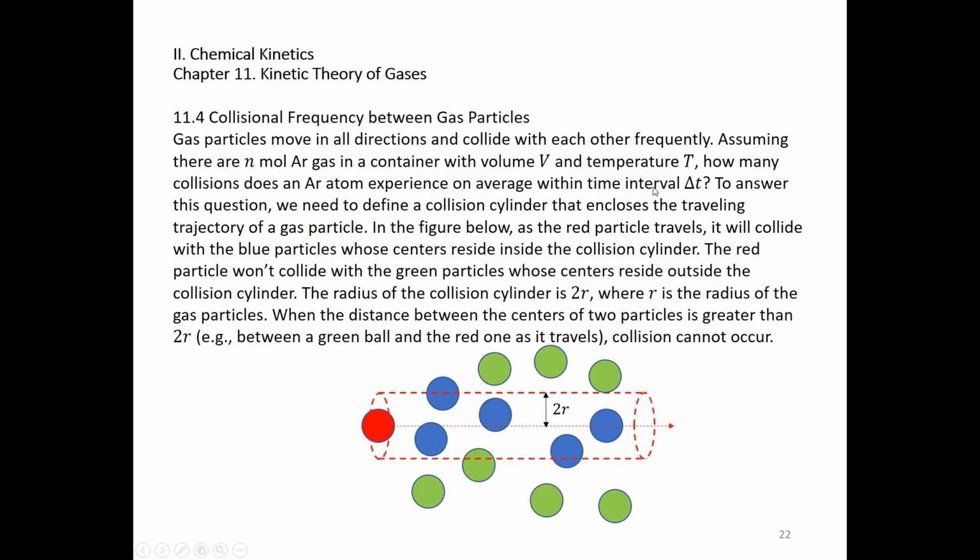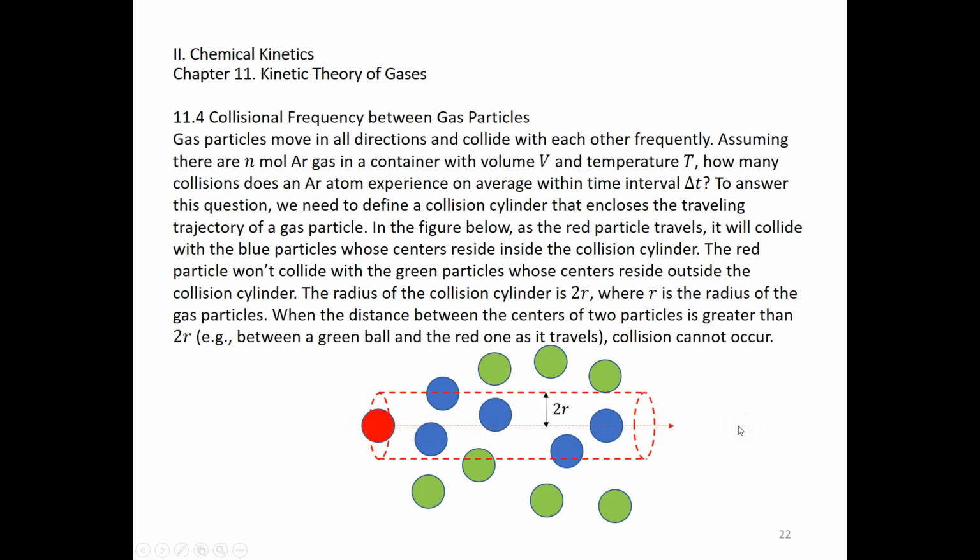To answer this question, we need to define a collision cylinder that encloses the traveling trajectory of one gas particle of interest. In this figure, we will study the number of collisions this red sphere is about to experience, assuming it is moving in the horizontal direction from left to right.